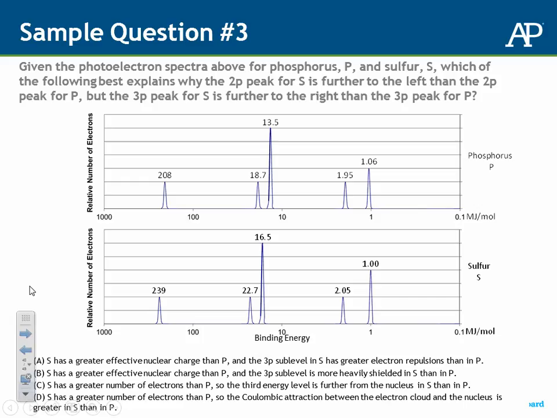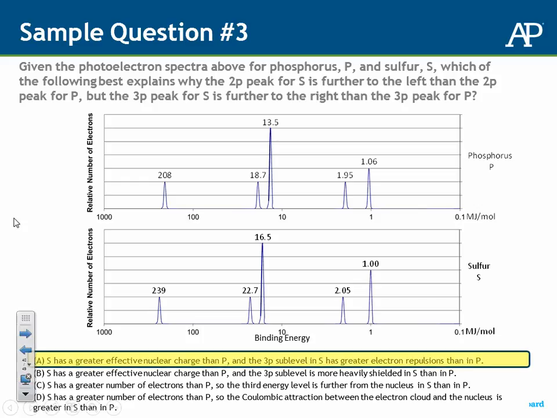I'll let you take a minute to look at that. You might want to pause and think about that for a little bit. So sulfur having more protons in the nucleus will have a greater effective nuclear charge than phosphorus. And the 3p sublevel of sulfur has greater electron repulsions. The more electrons there are in that orbital, the more repulsion there's going to be, and that's going to decrease the binding energy slightly.